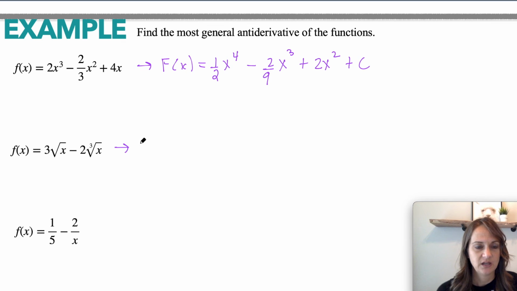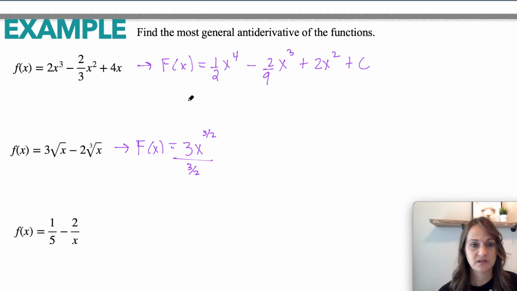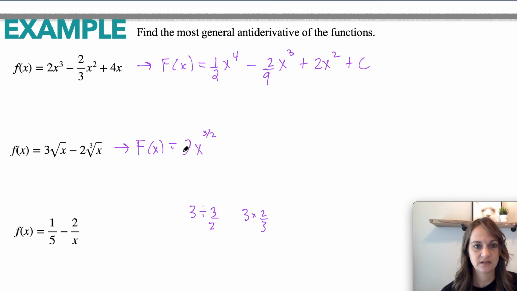This next one, 3x to the 1/2. Now, remember, in this case, you're adding 1. So 1/2 plus 1 gives me 3/2. And then I'm going to divide by 3/2. Oh, hang on. 3 divided by 3/2 is 3 times 2/3. Okay, so it's a 2. Again, if you remember how to divide with fractions, you KFC, keep the first, flip the second fraction, and then multiply.